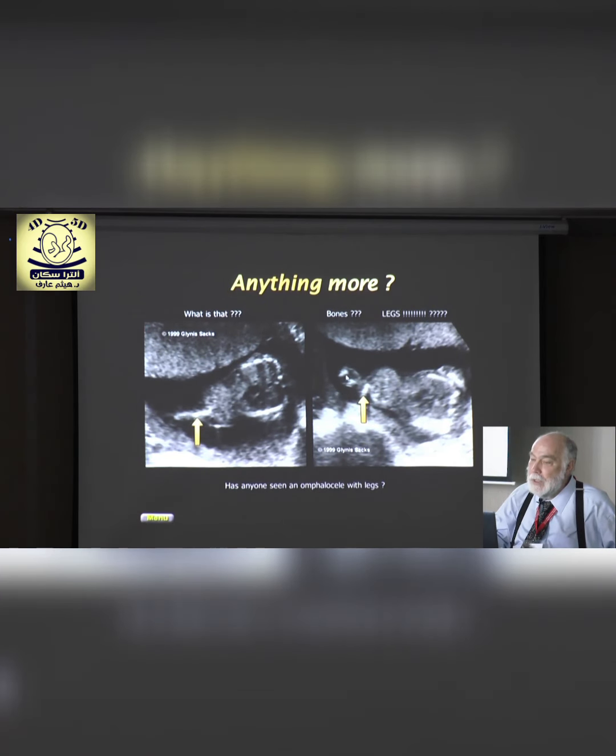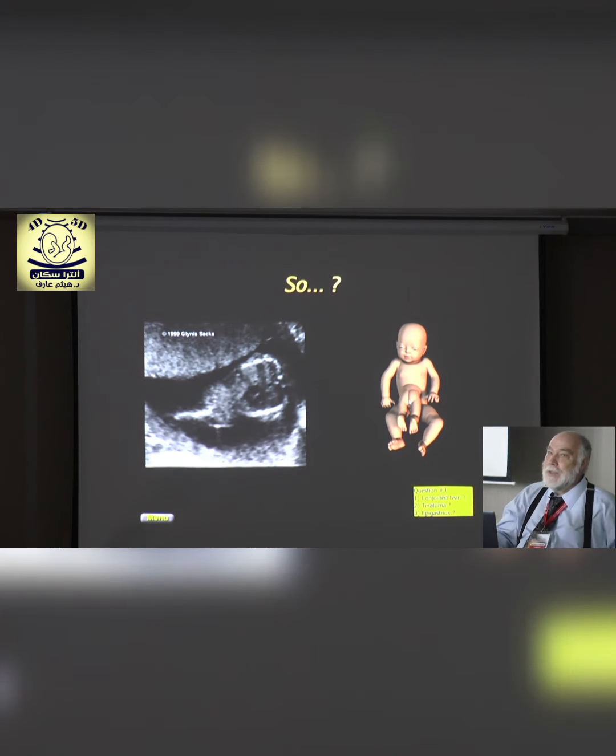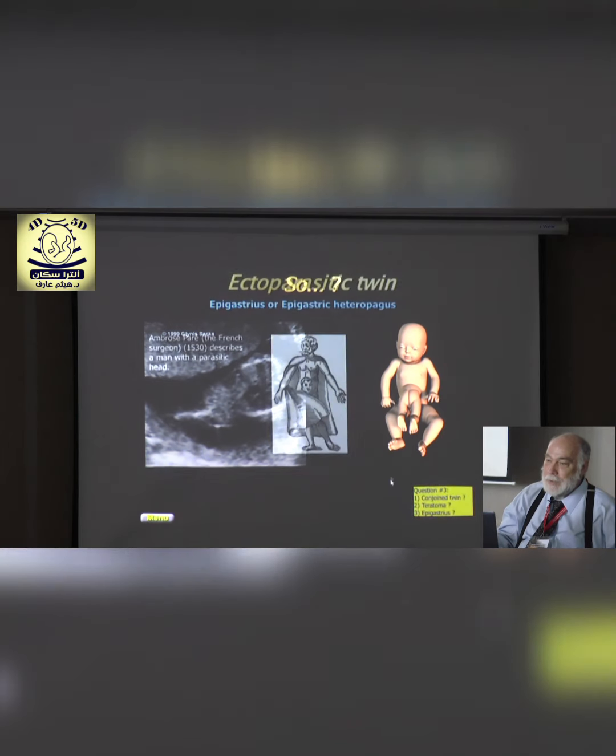And here this looks like a cross-section of a leg. So now we have an omphalocele that has legs. Has anyone seen that? No. This is what this baby has. This is the baby, and this is what it has. You see? So what is that? A conjoined twin, a teratoma, or epigastrius? Epigastrius. This is what it is.